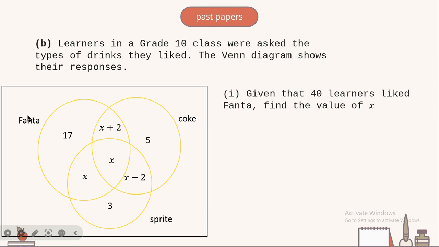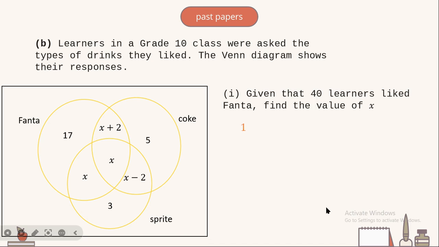In Fanta here, there's how many learners? 40 learners liked Fanta, right? All these learners liked Fanta. So how do we find the value of X? This is what we do. We already know the total number of learners who liked Fanta, right? It is 40. So we just add everything in here and then equate it to 40.